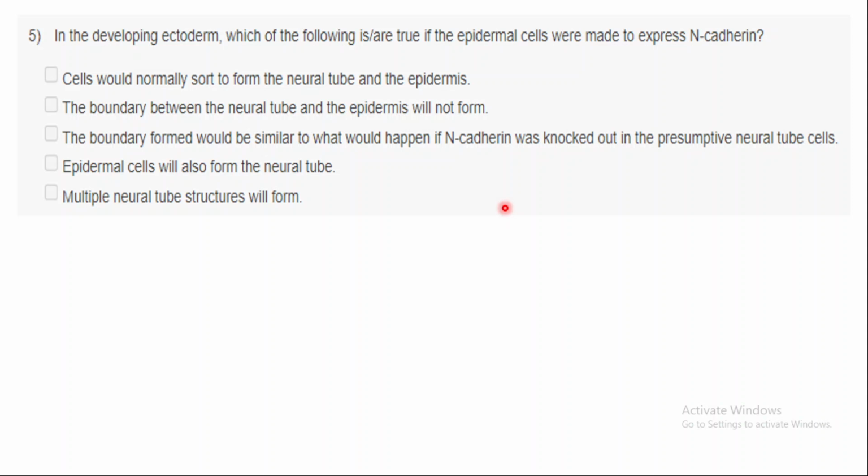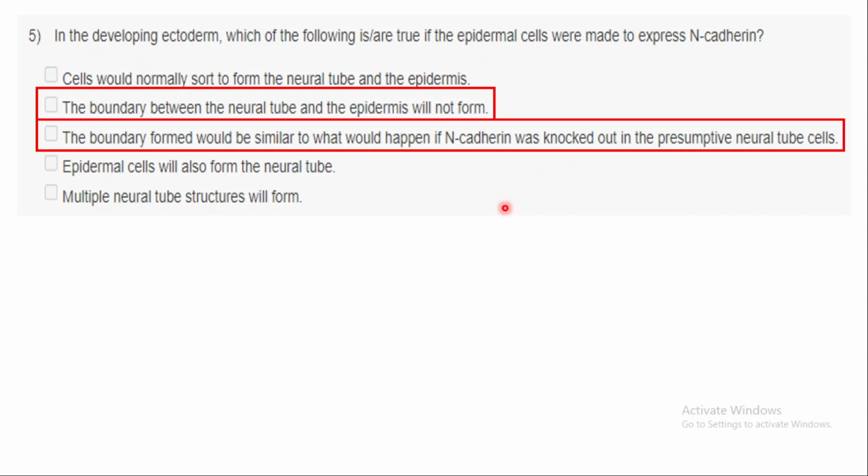Wow, Ajay and Sakshi have already answered again. Option 2, 3, good. So option 2 and 3: the boundary between neural tube and epidermis will not form, and the boundary formed would be similar to what would happen if N-cadherin was knocked out in the presumptive neural tube cells. So I'm happy to announce that all the answers are exactly correct. Great. So option 2 and 3 are the true statements.